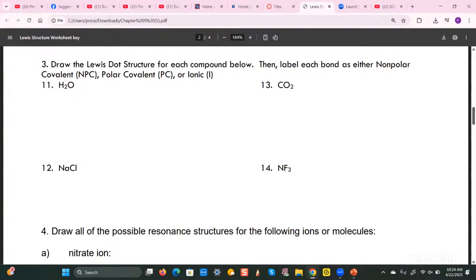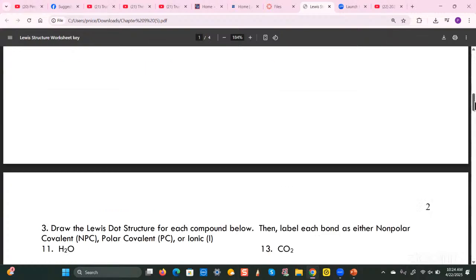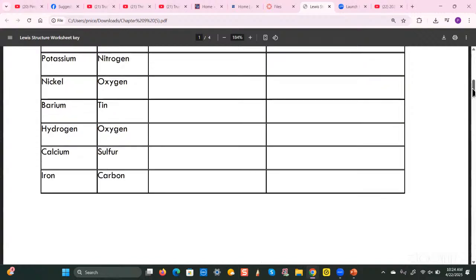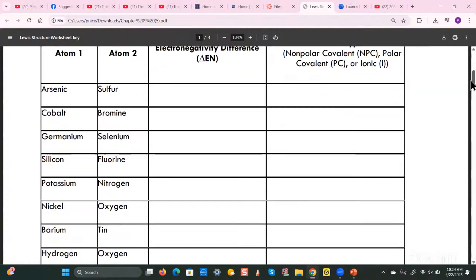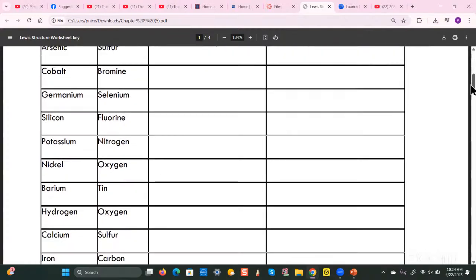Are we finished, or almost finished? I got no non-polar covalent ones. Yeah, I don't think there are any non-polar covalent ones in this question.